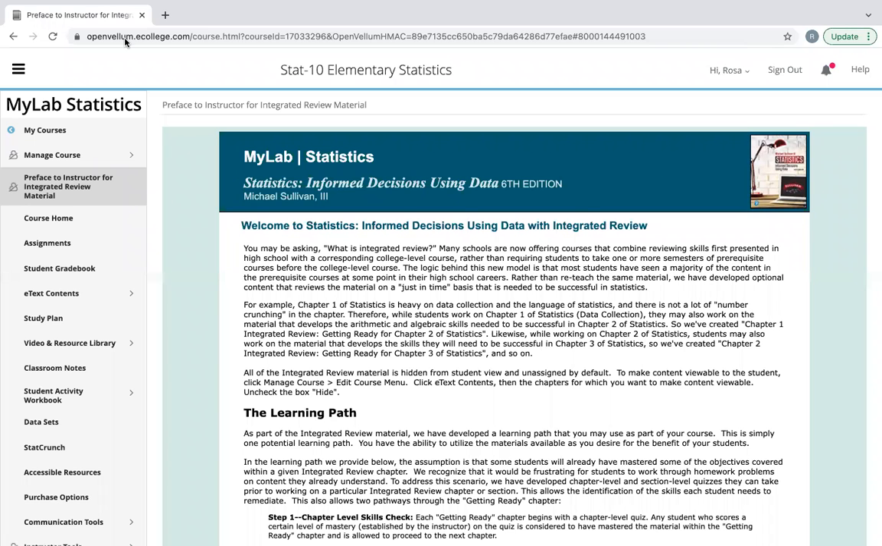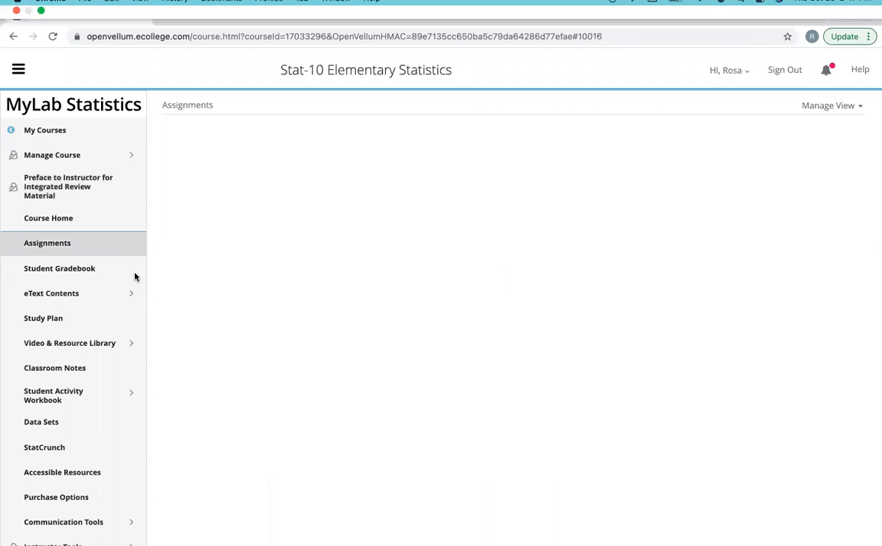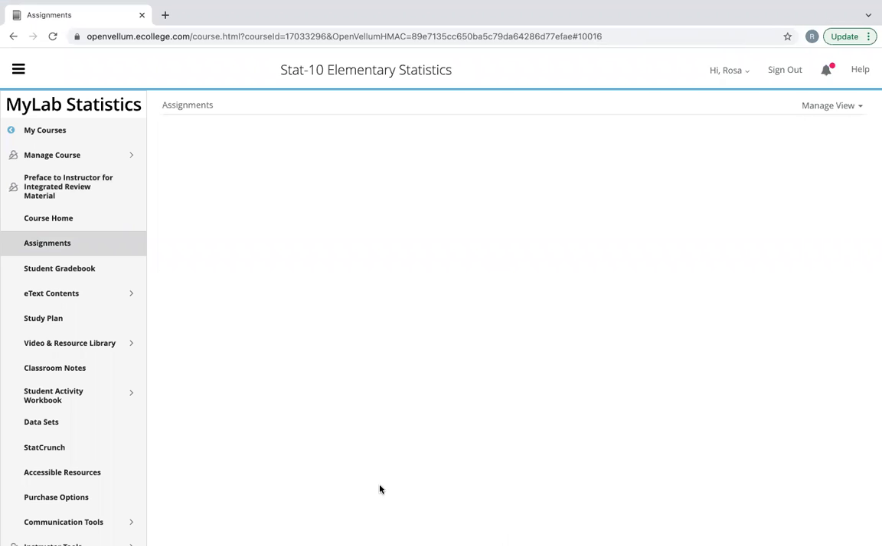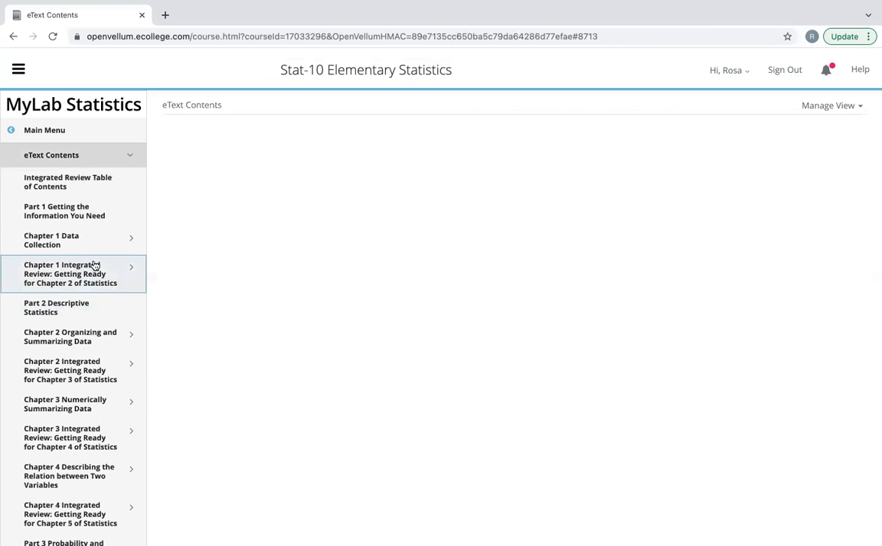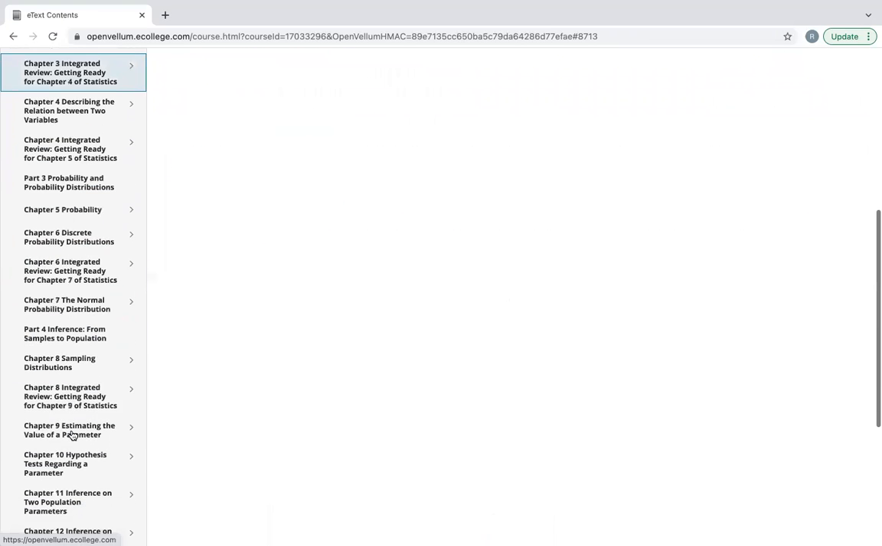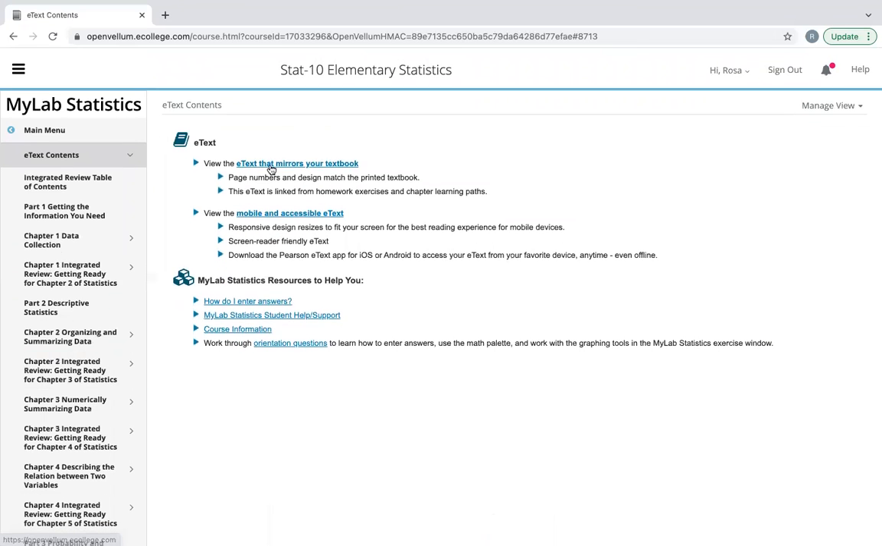All right, so here we have Pearson or MyStatLab. For the book, like for your assignments, you would come over here. They're listed right over here as soon as it loads. But what we're looking for is the book. So contents. Looking at this, all of this looks like it might not be exactly, or maybe it is. Anyway, let's go up here to the text that mirrors your textbook. And it loads to this first initial page that's kind of loading.